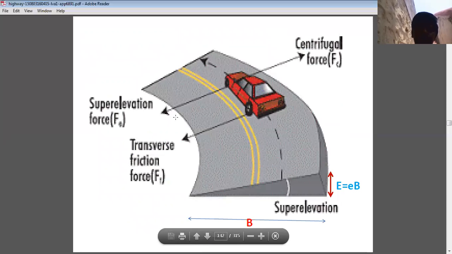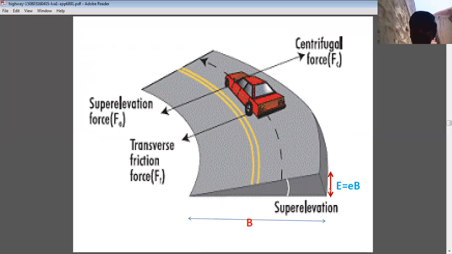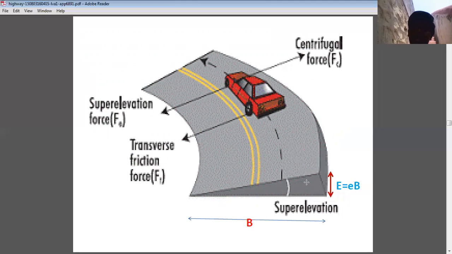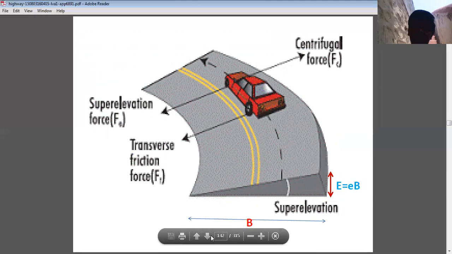Superelevation, capital E is equal to e into B. Superelevation is provided at the outer edge of the road, and is called superelevation, cant or banking. Due to centrifugal force, the vehicle will go outward, pass the road and jump to the outside of the road. That's why we are providing superelevation.